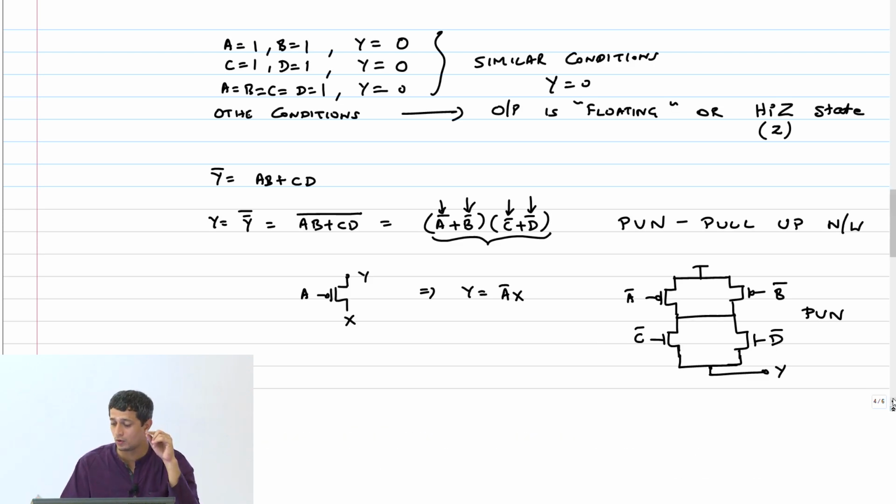Yeah, that's what I, sorry. Mistake. Thank you. A, B, C, D. You're right. Yeah, this should be a PMOS transistor. Yes, correct. A, B, C, and D. Okay.